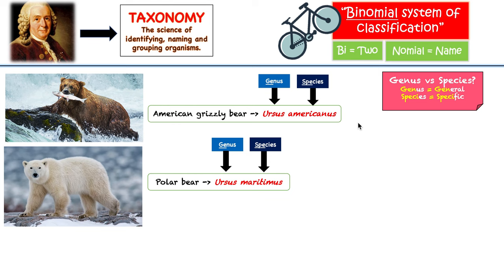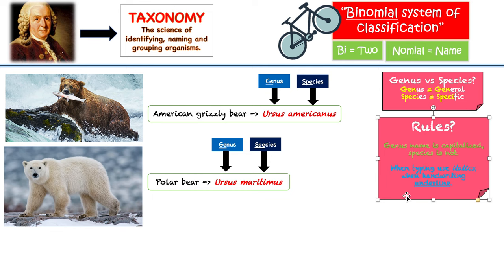Okay, now I want to point out something else you probably didn't notice. There are some rules we need to follow. The genus name is always capitalized, okay? You can see your U. And the species is always lowercase, okay? Also, say you're writing a science paper, if you type the name, make sure it's always in italics. If you handwrite it, always make sure it's underlined, both the names, okay? Since we're typing here, it's in italics.